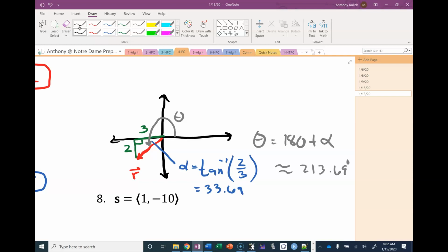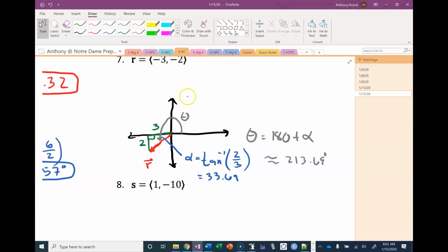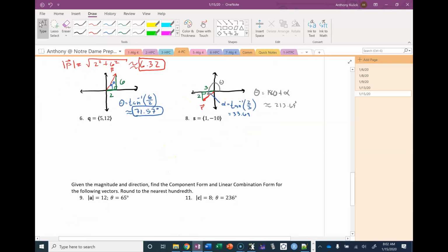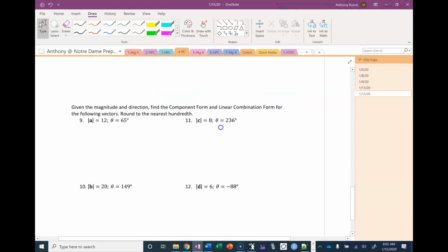Is everybody okay with that? Okay. Again, you still need to find the magnitude for that one, but I figured we should do another direction example where you're not in the first quadrant. It's a little bit more to do there, but not so much more, right? Okay.